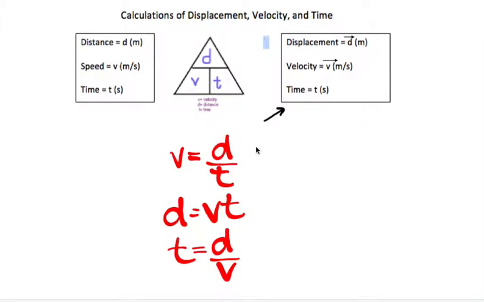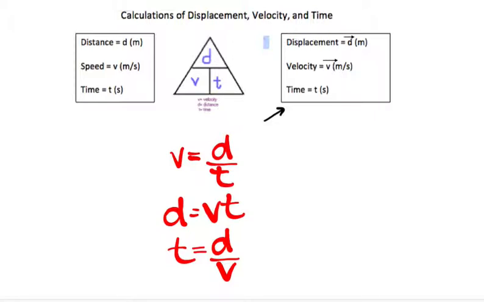This is a demonstration on how to solve some of the calculations for displacement, velocity, and time. Right here, I just want to make sure that you're looking at the variables correctly. On the left side, I've got the scalar values: distance represented by a d in meters, speed is a v in meters per second, and time is a t in seconds.